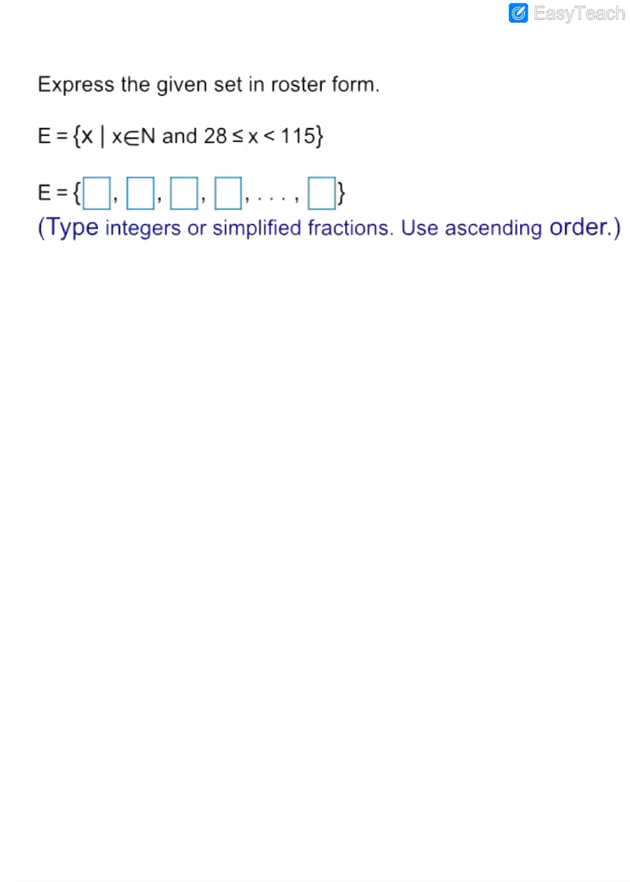Okay, on this last particular question, again, they've given me a set. This time my set is named E. E is equal to X such that X is a member of the natural numbers again. So remember, those are your counting numbers. And it says X is greater than or equal to 28. So because it has the little bar that says equal, that means this set has to start with the number 28. It has to equal that.